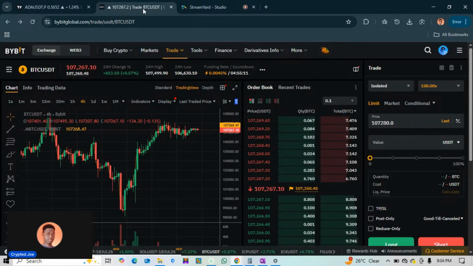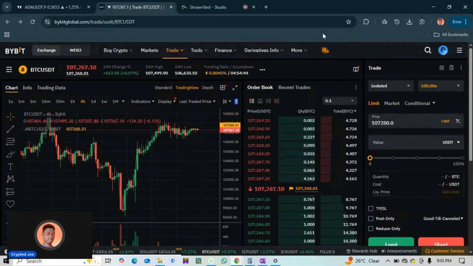Without wasting much time, this is basically the Bybit view on a PC and on a laptop. There's little to no difference to that of a mobile phone. This is how it is on a laptop, same thing as it is on a mobile phone.